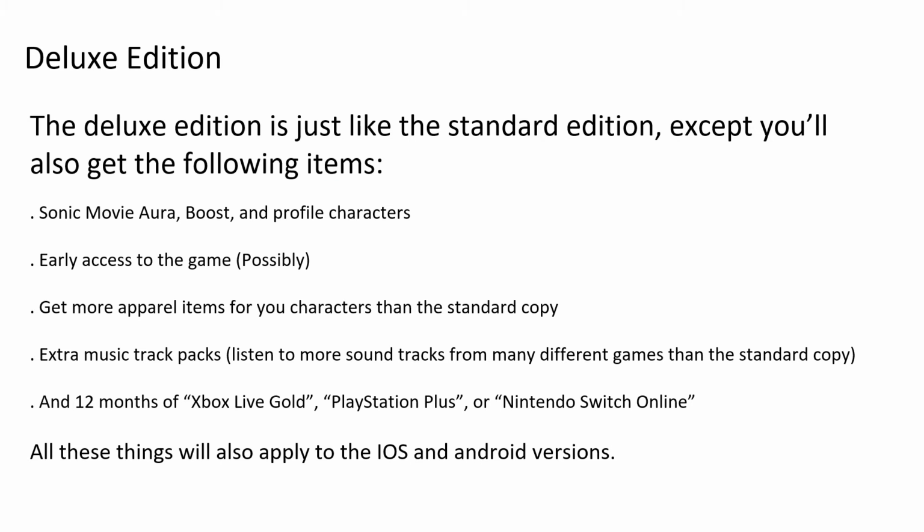Now I want to get into the different types of editions that the game can possibly have. Starting with the Deluxe Edition. The Deluxe Edition is just like the Standard Edition, except you will also get the following items: the Sonic movie Aurora, Boost, and profile characters, easy access to the game, possibly getting more apparel items for your character than the standard copy, extra music track packs, to listen to more soundtracks from many different games than the standard copy, and 12 months of Xbox Live Gold, PlayStation Plus, or Nintendo Switch Online. All these things will also apply to the iOS and Android versions.